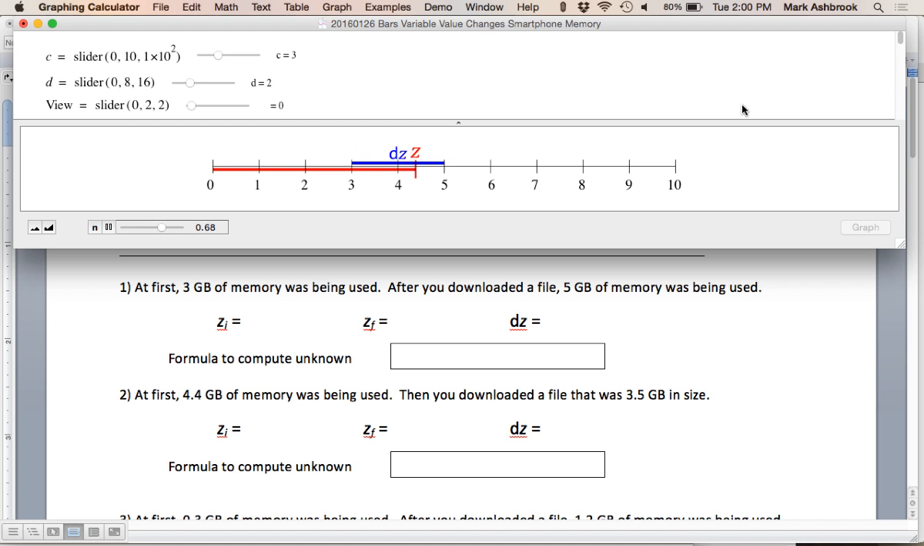Okay, let's see how we did. Number 1. Sam, tell me, what did you say for these three variables? ZI is 3, and then ZF is 5, and which one was the unknown? DZ. And so then we want to write a formula, DZ equals? ZF minus ZI. How'd you do?